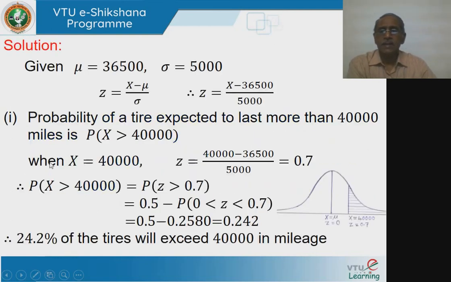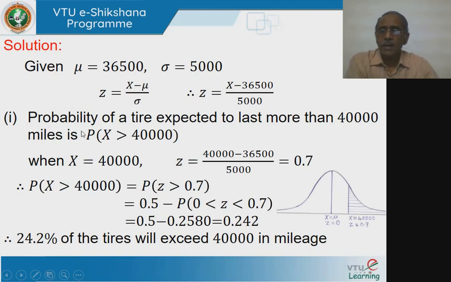So quickly, let us write down the given data. Given mu is equal to 36,500 and standard deviation sigma is 5,000. Substituting in the expression for the standard normal variable, z is equal to x minus mu by sigma, so z is equal to x minus 36,500 divided by 5,000.